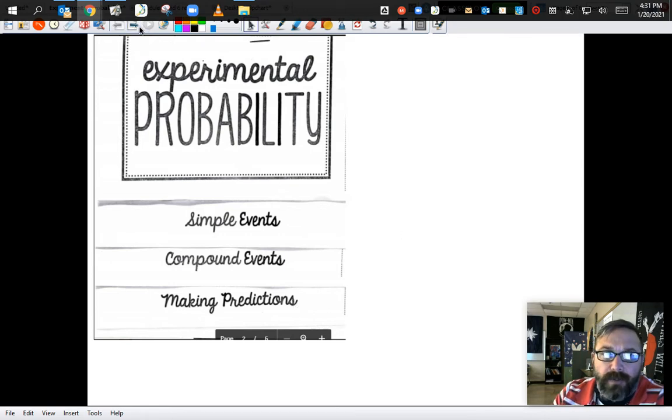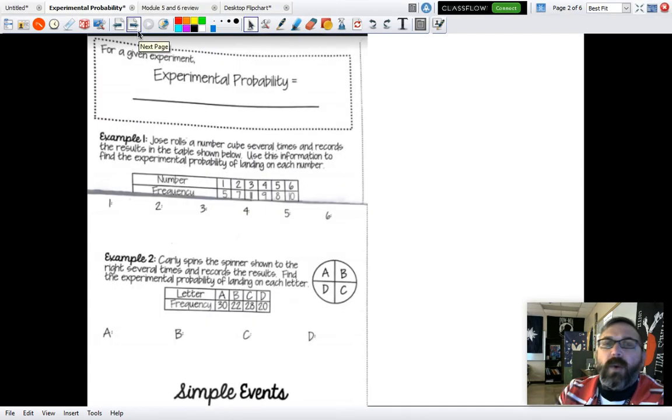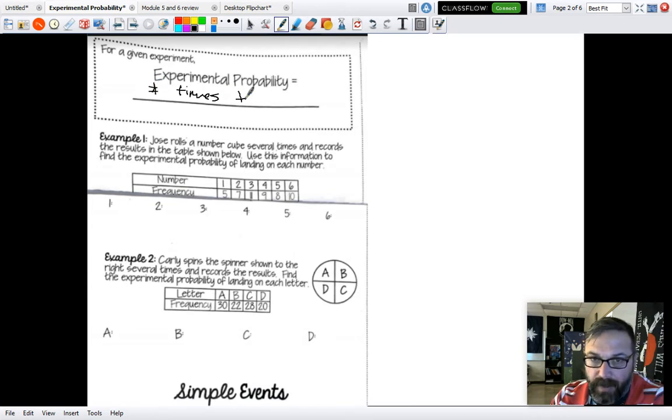Now, just to refresh, whenever we're talking about probability, we have it usually displayed in a fraction. The number on top is always going to be, regardless of whether you're doing theoretical or experimental, the number of times true, over, and this is where it changes a little bit, the total number of experiments.